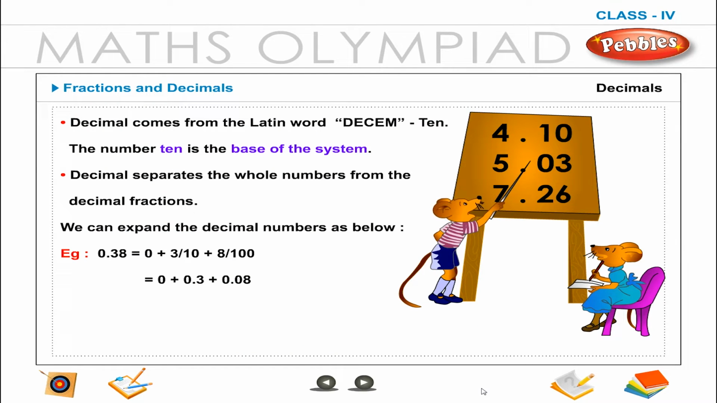Decimals. Decimal comes from the Latin word decem, meaning 10. The number 10 is the base of the system. Decimal separates the whole numbers from the decimal fractions. We can expand the decimal numbers as below. Example: 0.38 is equal to 0 plus 3 by 10 plus 8 by 100. That is equal to 0 plus 0.3 plus 0.08.